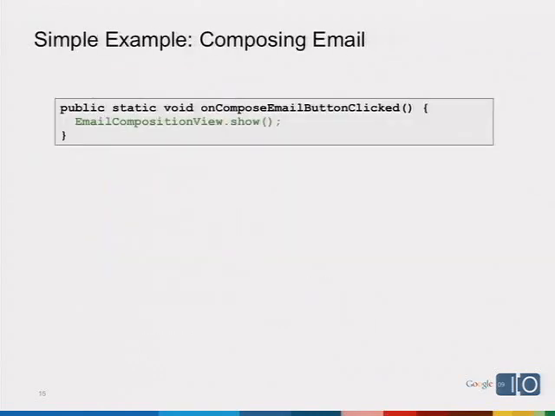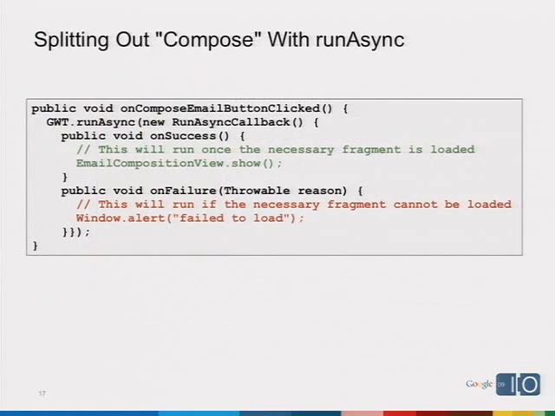To see how that looks, in the initial version of your app, you might have a button somewhere. It has a callback that calls this little method, onComposeEmailButtonClicked. In the initial version, it simply opens the compose view. Well, you'd like to split this out. So instead, you can wrap that exact same code inside a call to runAsync. This is just like setting up an event handler in a GUI framework, except the event in this case is that more code has arrived.